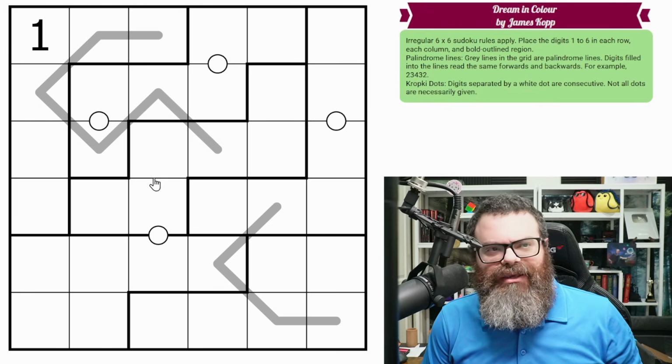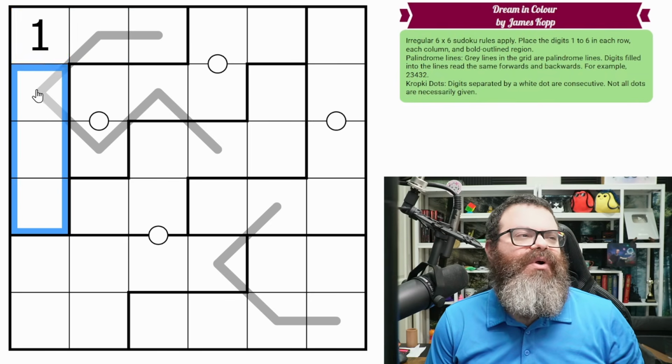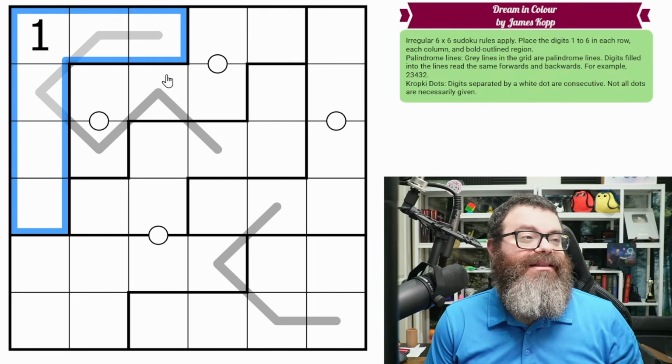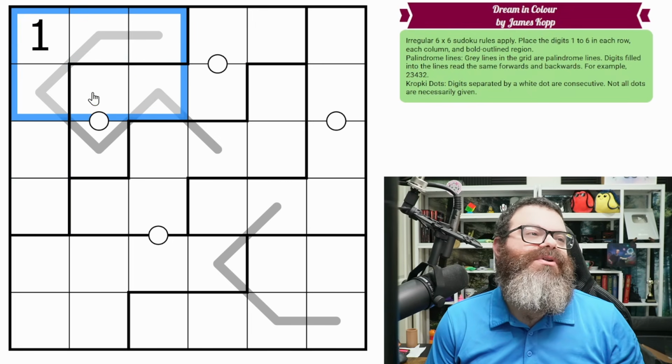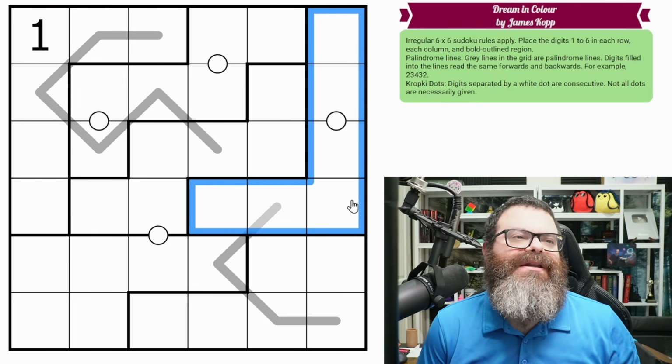So we have irregular 6x6 Sudoku rows. That means in each row, each column, and each bold outlined region, we are placing the digits 1 to 6 exactly once each. So instead of our normal 2x3 boxes, we just have 6 of these bold outline regions instead.